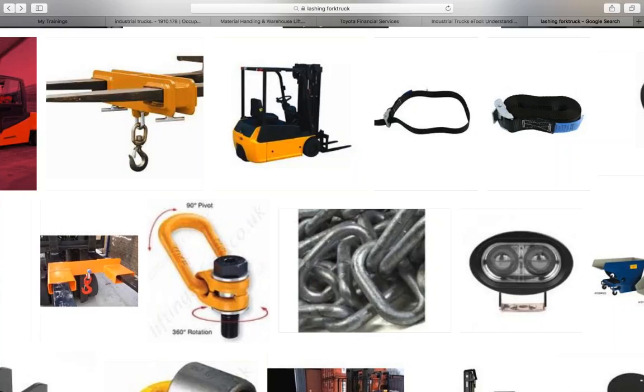How many of you have noticed how little we use chain these days? That we use wire rope and synthetic rigging so much more often now. Have you noticed how little we use chain now? So let's talk about why, right?